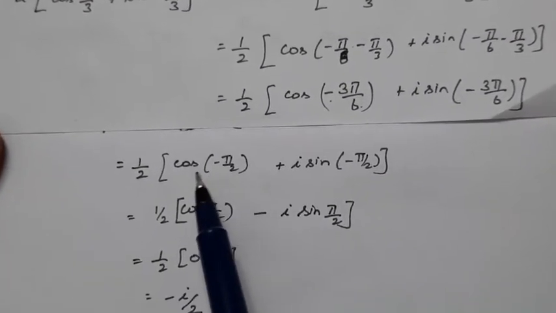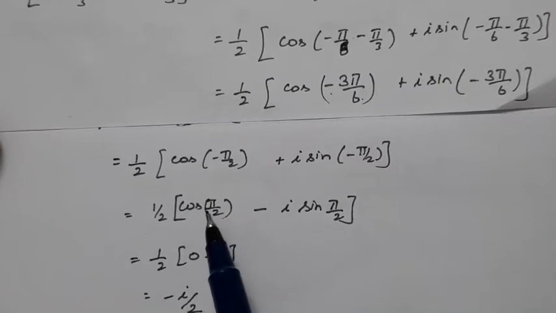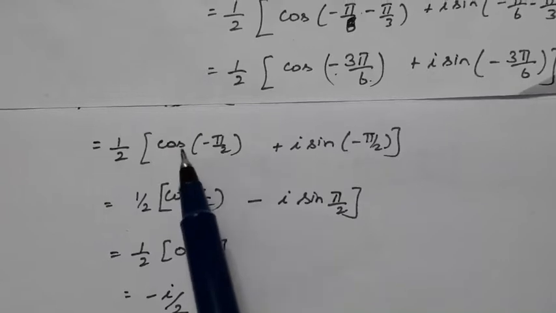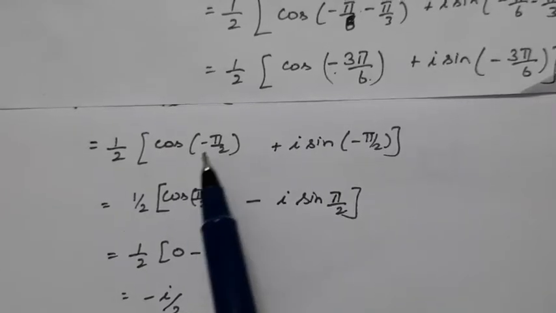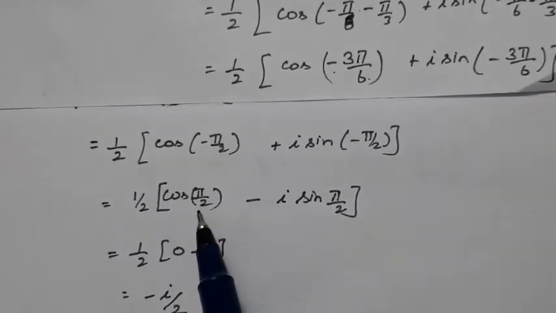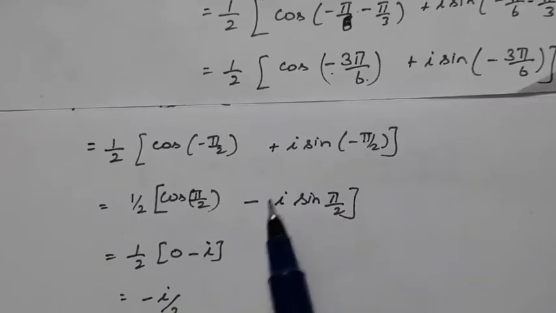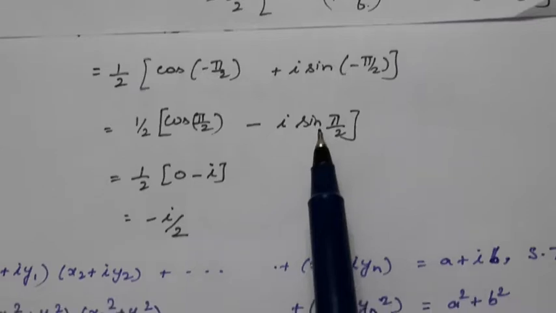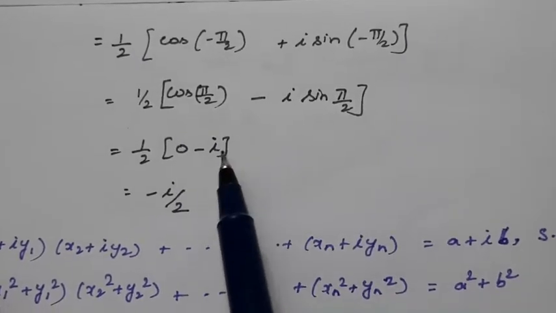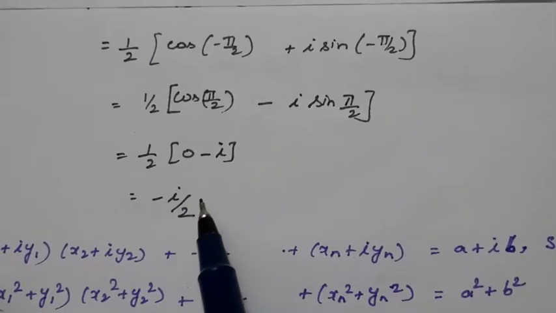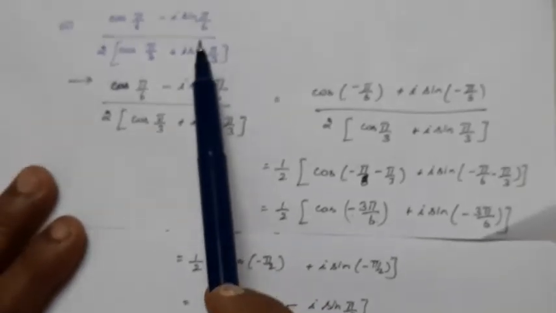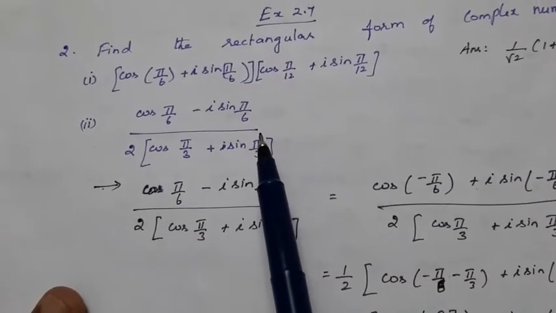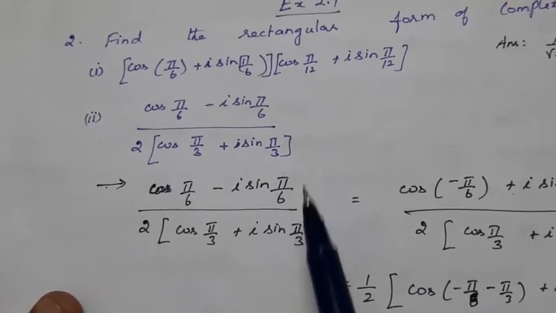So instead of getting the value for negative angles, if it is positive, it would be easy to write its value. So again we are making the angle positive. So cos of minus pi by 2 is cos pi by 2, and sin of minus theta is minus sin theta. So minus i into sin pi by 2. So sin 90 is 1, cos 90 is 0. So 0 minus i, that is equal to minus i by 2. So the value of this problem is minus i by 2. Okay, this is minus i by 2.